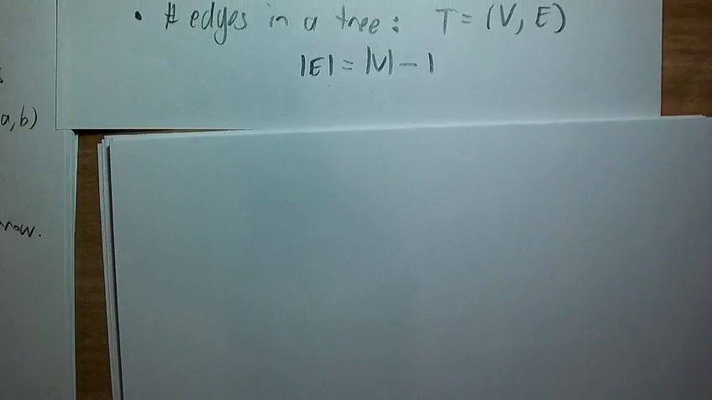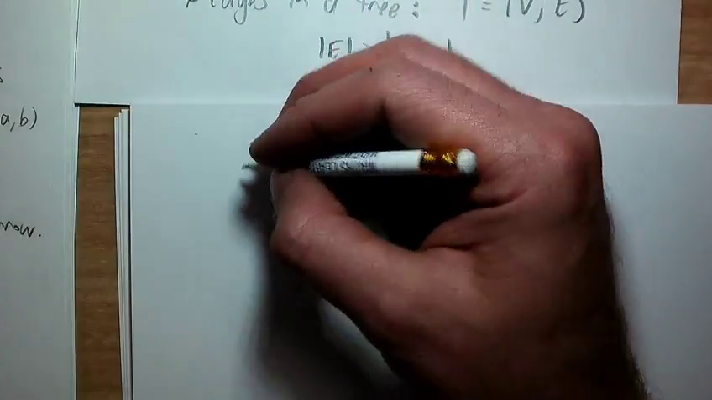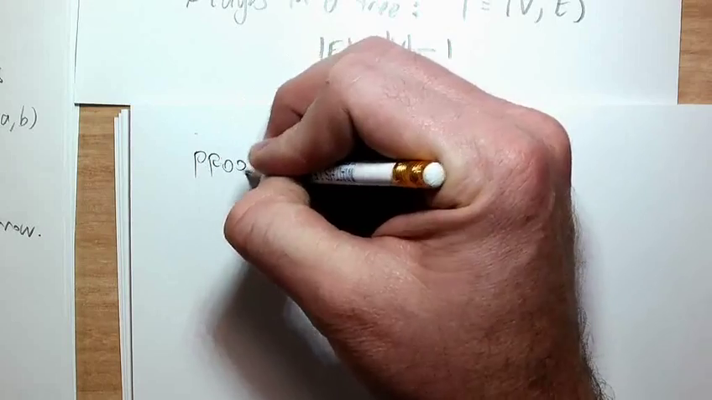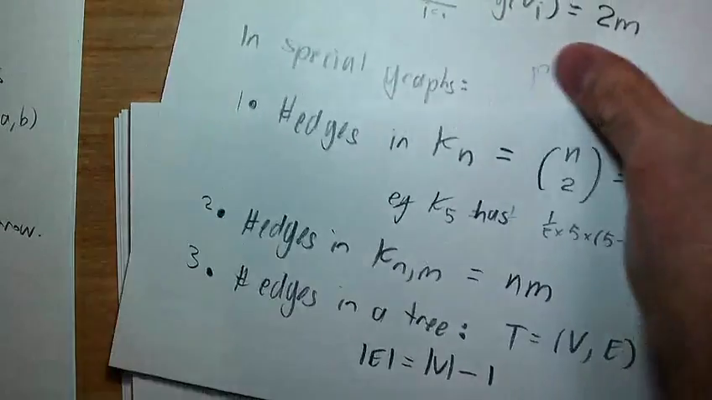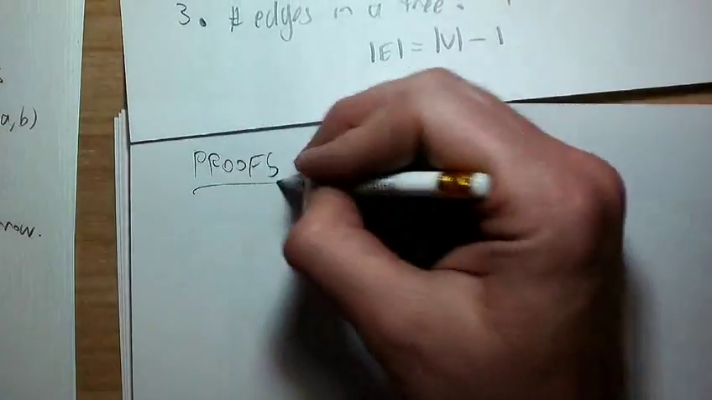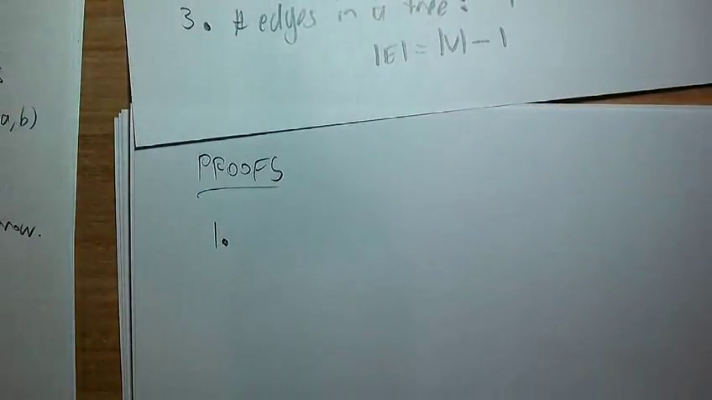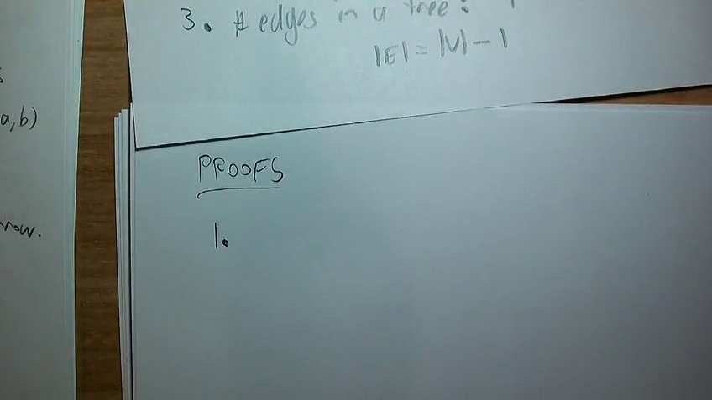Okay, so we've got these proofs. I can do this. Can I just number these so that I can show you which proof is which? 1, 2, 3. All right. Proofs. Number 1. The number of edges in the complete graph with n vertices is n choose 2. Well, here we go.